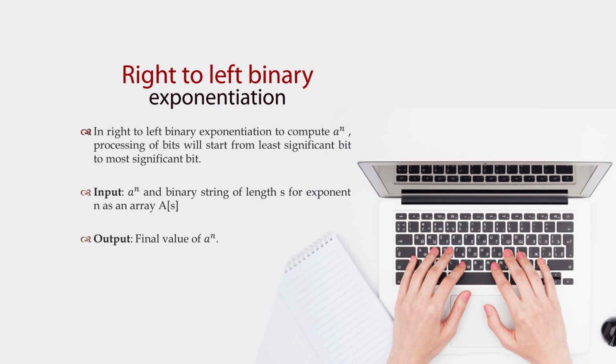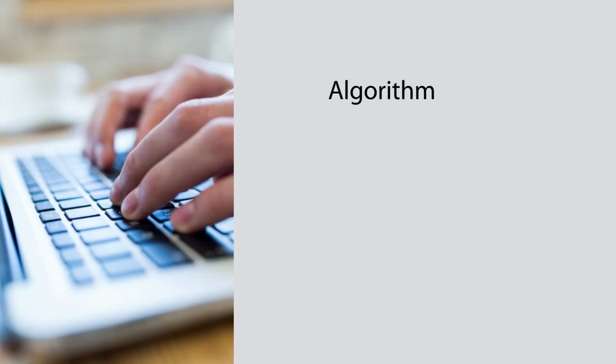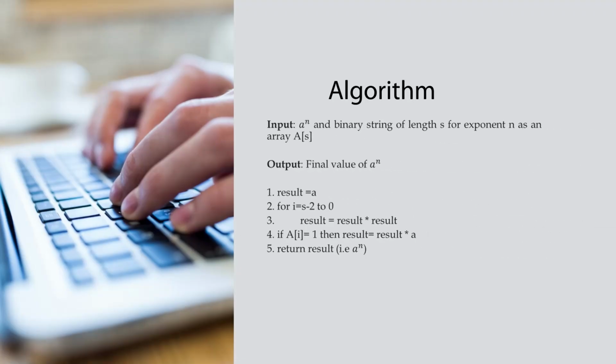So, the input is a to the power n and a binary string of length s for exponent n as an array a. The output value will be the final value of a to the power n. In this case the algorithm is almost similar, but there will be some changes. First we assign the base value, x equal to a. If a 0 equal to 1, then result equal to a, else result equal to 1.